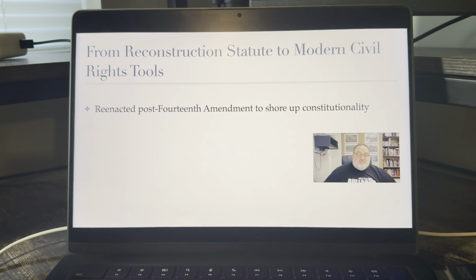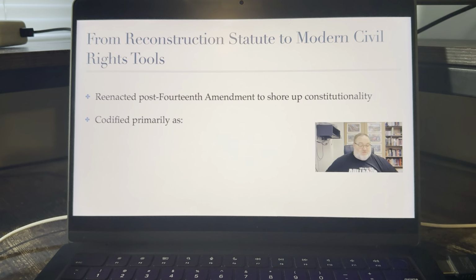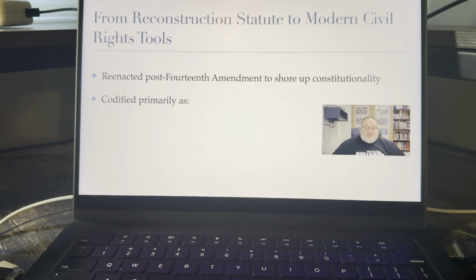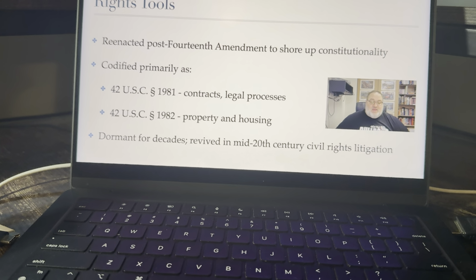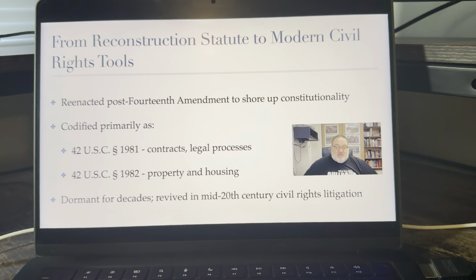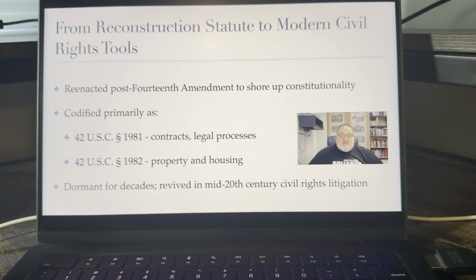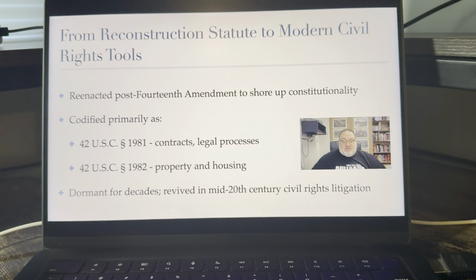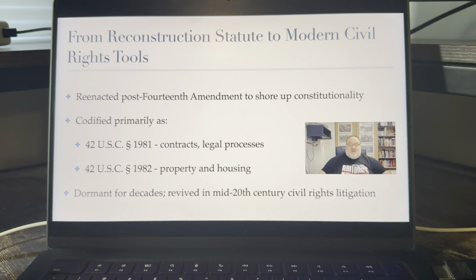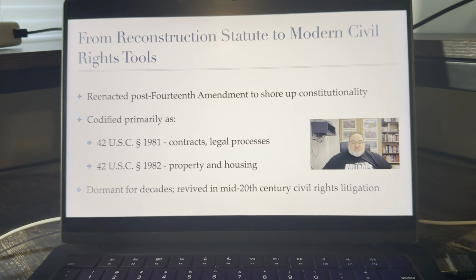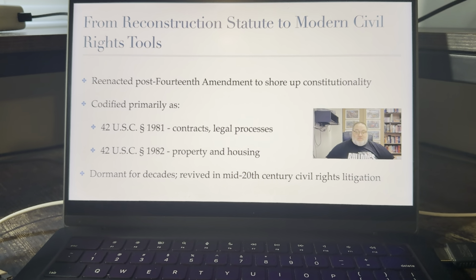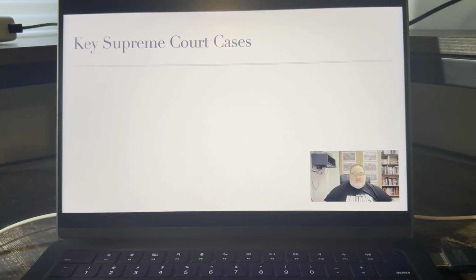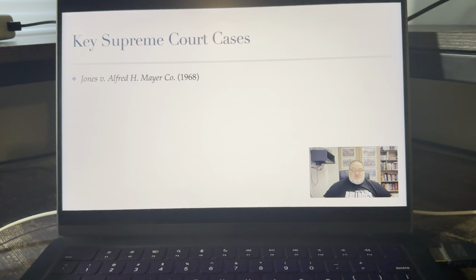The 1866 Act doesn't vanish after Reconstruction; it evolves. Congress reenacts the core provisions after the ratification of the 14th Amendment, partly to quiet doubts about its constitutionality and partly to anchor it in the new constitutional order. Over time, the language we've been discussing ends up codified in the U.S. Code as Section 1981, focused on the right to make and enforce contracts and to enjoy equal benefits of laws and proceedings, and Section 1982, focused on equal rights in property transactions, especially real estate.